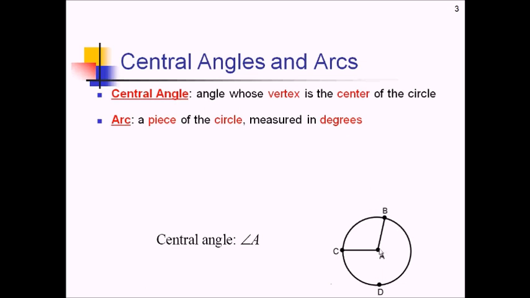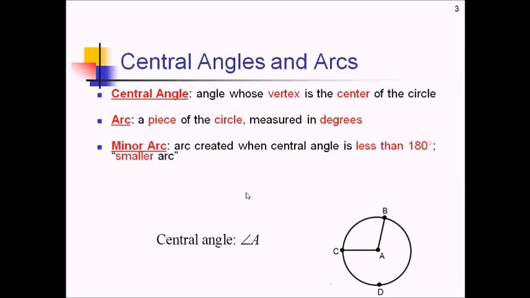Of course, you might be wondering, are we talking about the BC when you go counterclockwise, or the BC when you go clockwise? So there's actually two kinds of arcs. The smaller arc, the minor arc, is the arc created when the central angle is less than 180 degrees. And we name these using only 2 points. So, for example, if we're just talking about this smaller arc here, we would call this minor arc BC. Note the little arc symbol that we put above the letters.